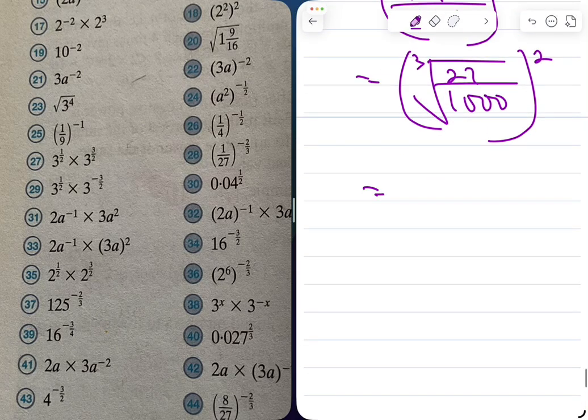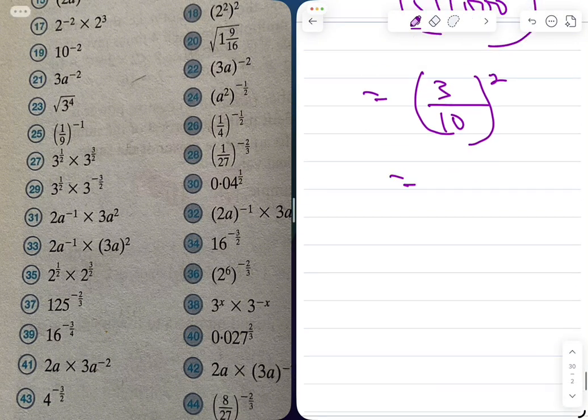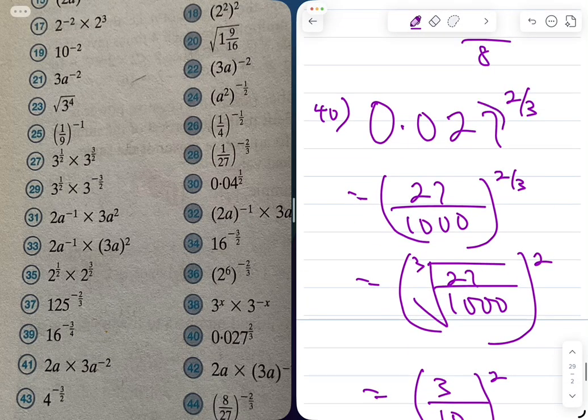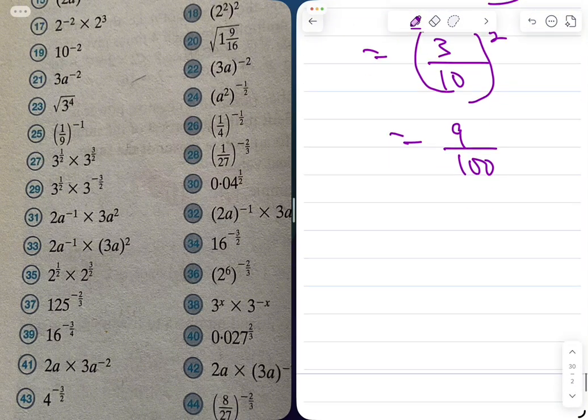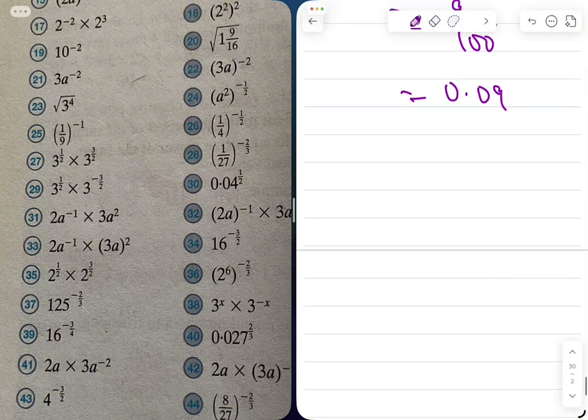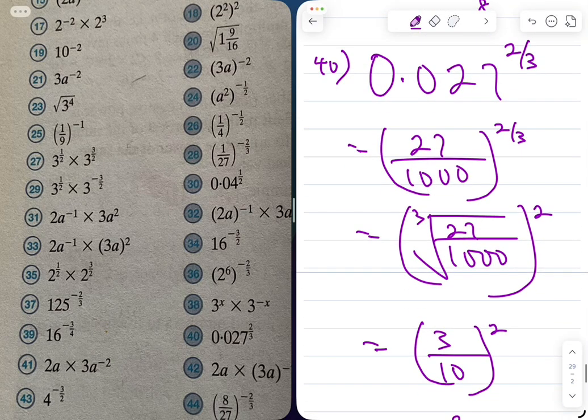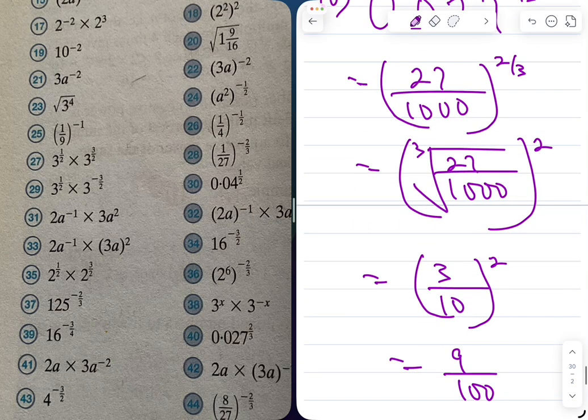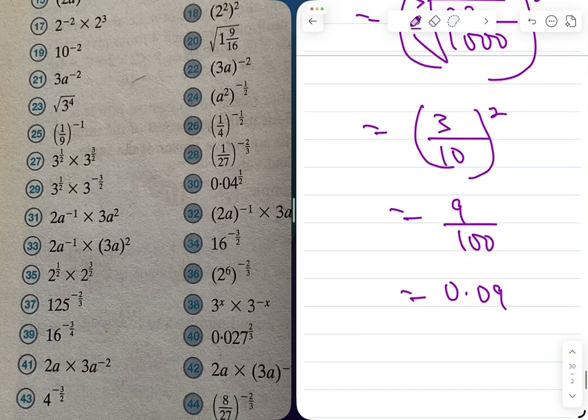The cube root of 27 is 3. The cube root of 1000 is 10, raised to the power 2. The square of 3 is 9, and the square of 10 is 100. That's 9 over 100. The question was given as a decimal, so we can write this as a decimal too, and that's 0.09. And that's it, very, very simply.